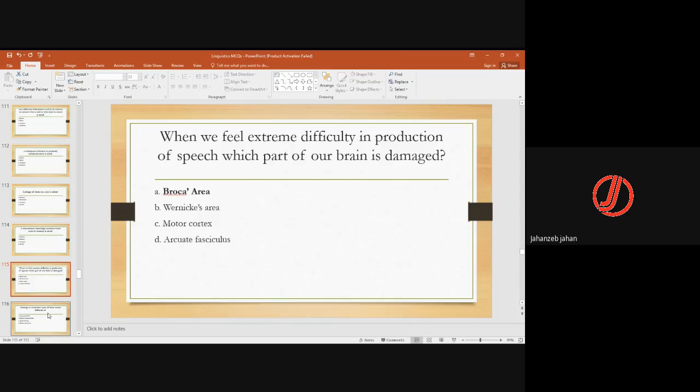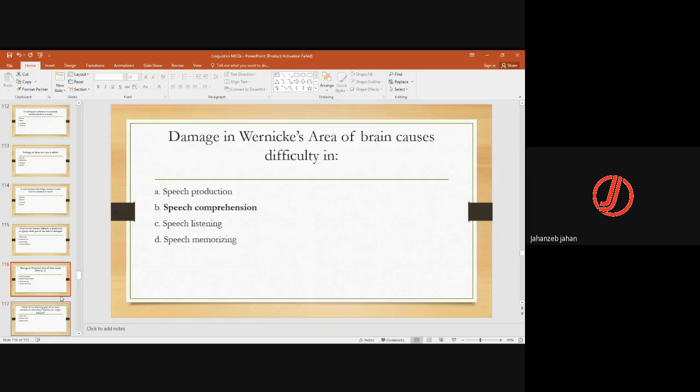When we feel extremely difficult in production of speech, which part of our brain is damaged? Language is basically localized in the left hemisphere of the brain, बाएं हिस्से में होती है. बाएं हिस्से में बहुत सारे एरिया हैं, इसमें Broca's area है, Wernicke's area है. इनमें से मुख्तलिफ हिस्सों पे जब ज्यादा या कम चोट लगती है तो language की comprehension या productivity मुतासर होती है. Broca's area पे अगर hit लगे तो language production खराब होती है. Wernicke's area अगर hit हो तो speech comprehension difficulties होती हैं.